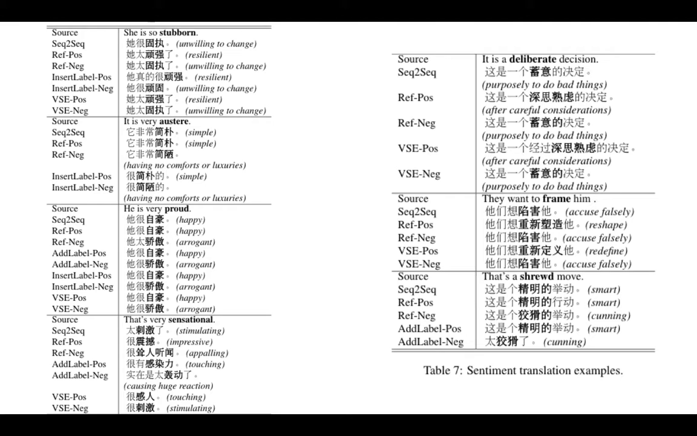And here are some examples of the translations generated. So the first example, she is so stubborn. So the sequence-to-sequence model will just generate the more common translation, which is negative sentiment. But using our proposed methods, it can actually generate the positive translation as well, which means resilient in this case. Yeah, and there are some other examples as well.